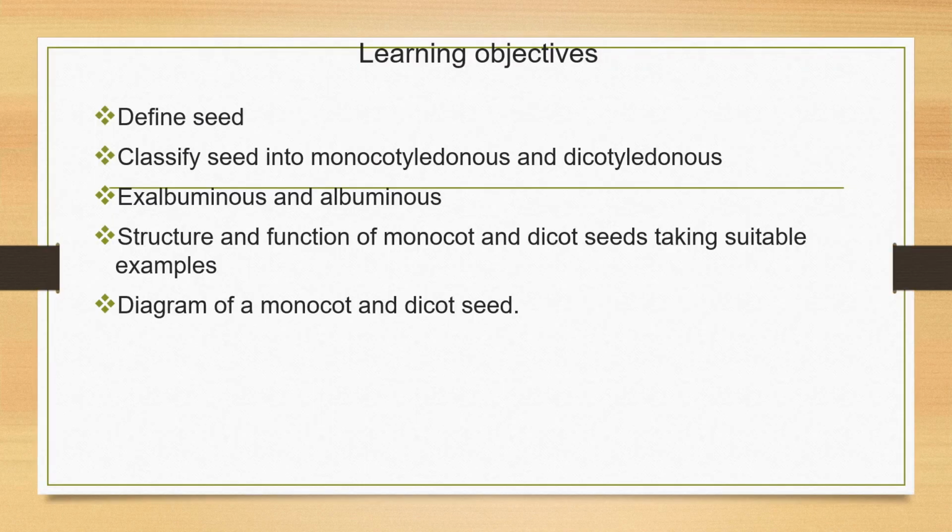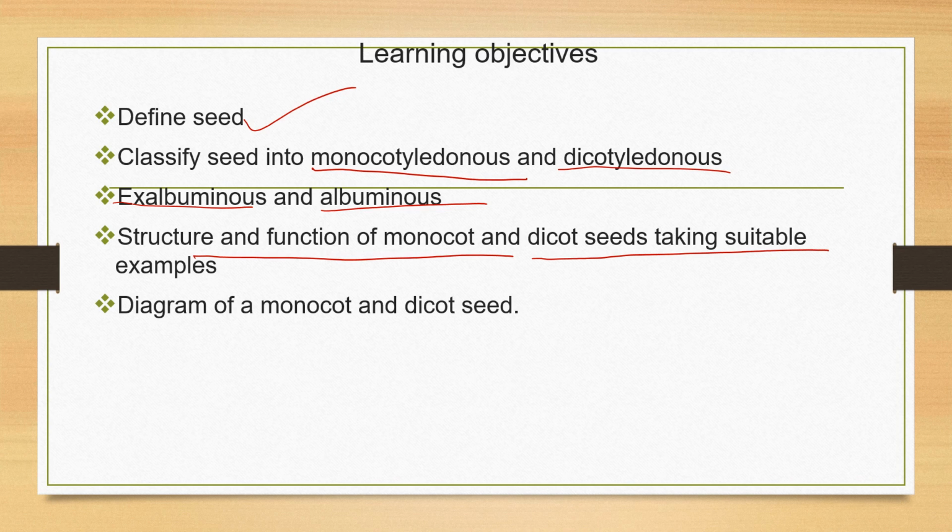First, we should know what a seed is. We should be able to classify seeds into two types, that is monocotyledonous and dicotyledonous, and exalbuminous and albuminous. We should know the structure and function of monocot as well as dicot seeds, taking suitable examples. We are going to discuss each and every example, the structure of a monocot seed and the structure of a dicot seed, with a labelled diagram.